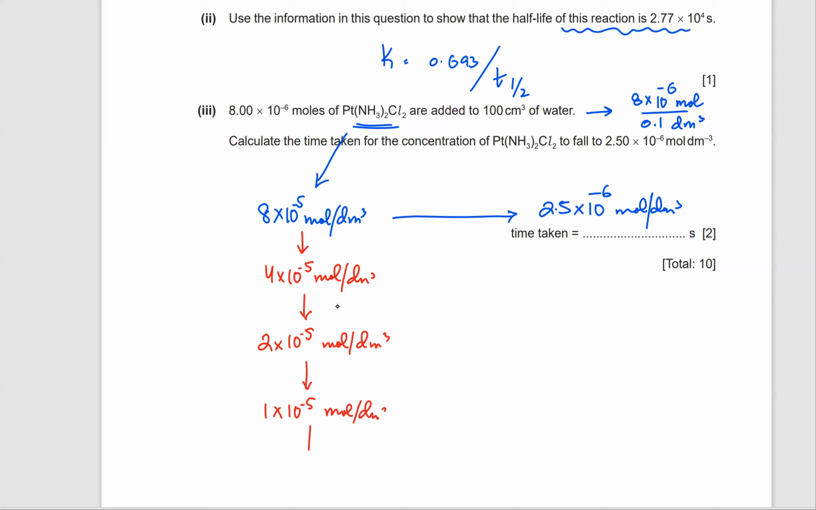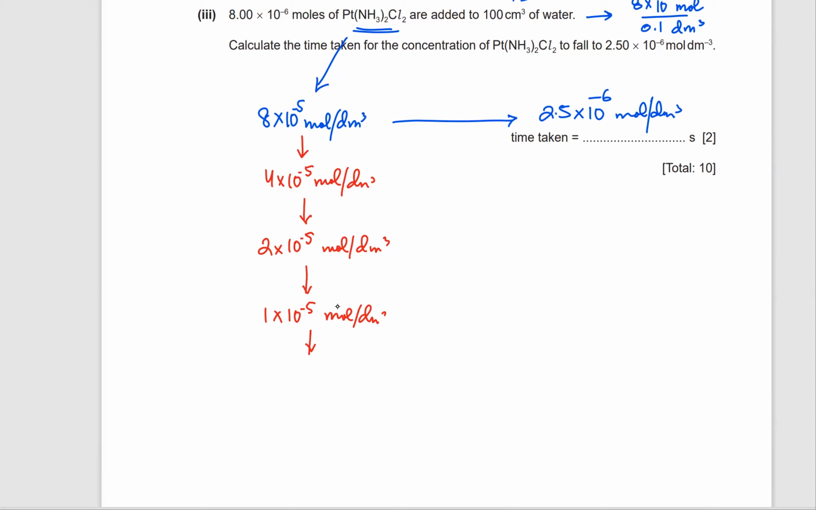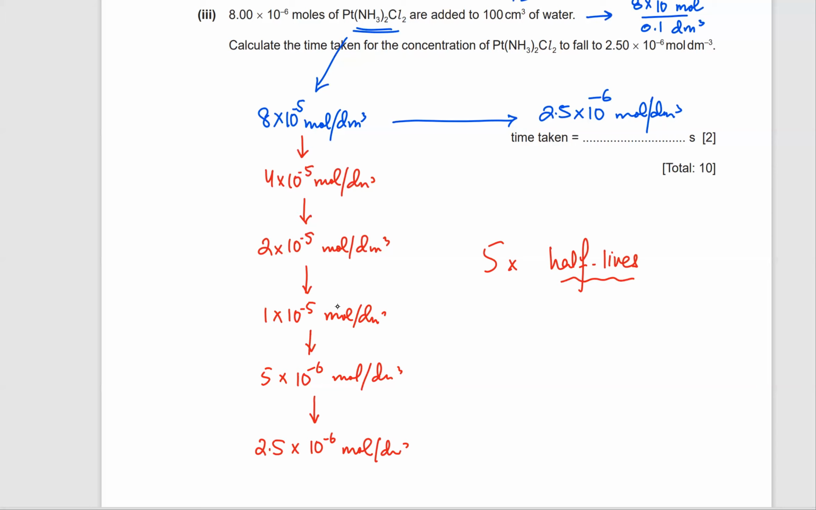Then it will become half again. What's half of that? That's 0.5 times 10 power minus 5, or you can say it's going to be 5 times 10 power minus 6. Halve it on the calculator, this is what you're going to get. And when you halve one more time, it's going to become 2.5 times 10 power minus 6. So how many half-lives? That's 1, 2, 3, 4, 5, 5 half-lives. Is this clear? Yes, sir.